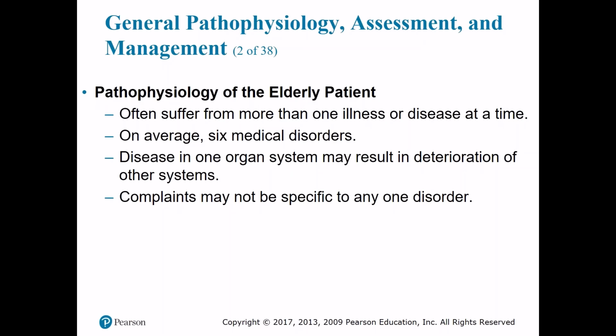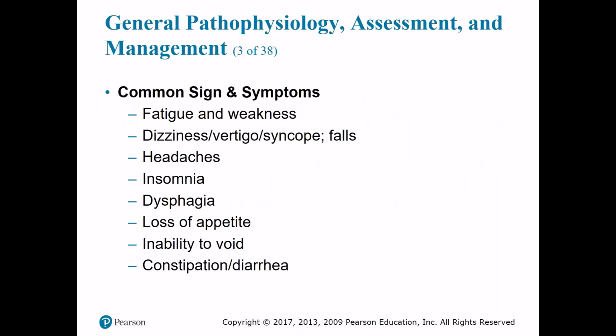Okay, Mom. So the pathophysiology, the changing from the idea of what is acute to chronic, we have to look at the complexities of the elderly. One, they suffer more than one illness or one disease at a time. On average, 6 medical diseases. All right. And that doesn't include, I've got some interesting statistics when we look at hip fractures. And again, because everything is connected, even though we learn all about the individual systems standalone, please realize that one organ system disease state can result in overall deterioration of other systems. And again, complaints just may not be specific to any one disorder as we move along.